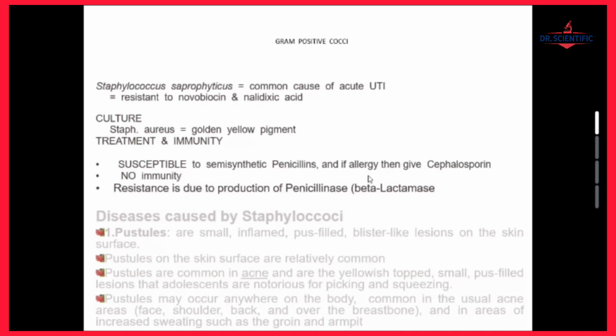These pustules may occur anywhere on the body, but it's common in the usual acne areas, the face, shoulder, back, and over the breastbone, and in areas of increased sweating, such as the groin and armpit, they can also be very common.